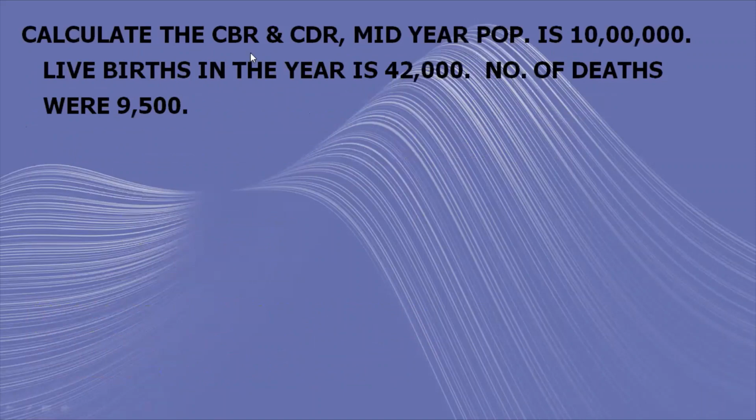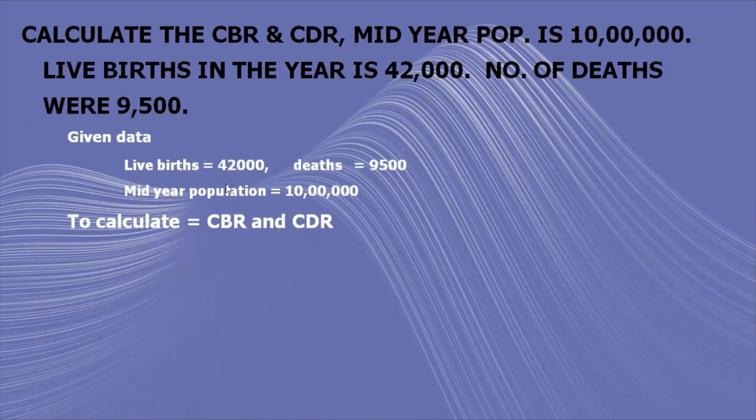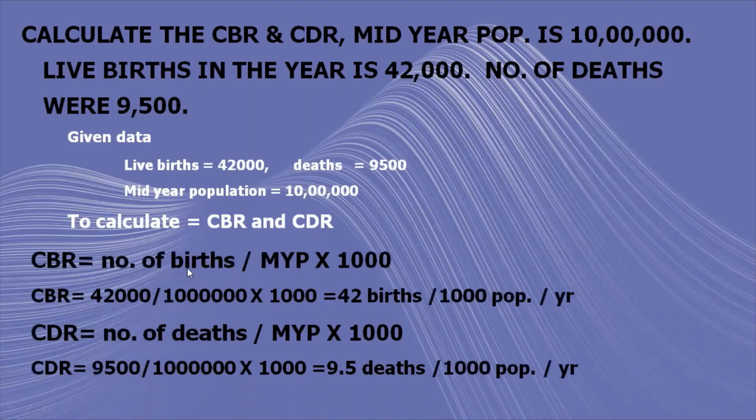Then calculate the crude birth rate and crude death rate. Mid-year population is 10 lakh. Live births in the year are 32,000. Number of deaths are 9,500. So given data is live births, deaths, and mid-year population, and we have to calculate crude birth rate and crude death rate. Crude birth rate is number of births divided by mid-year population into 1,000.